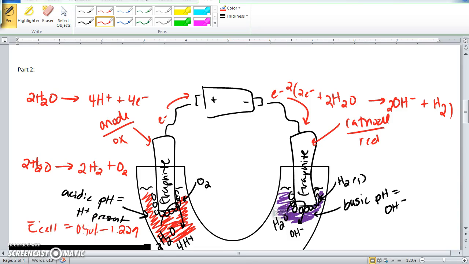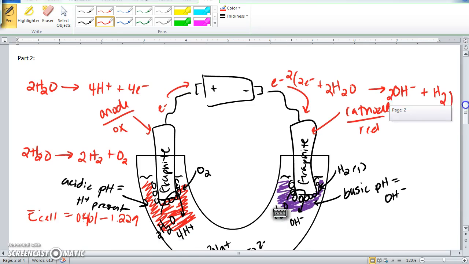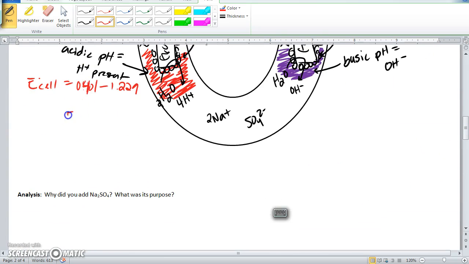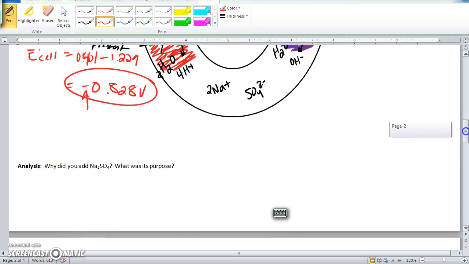So when I do this in my calculator, I'm going to do my 0.401 minus 1.229, and again, we will get a negative number. In this case, we're going to get negative 0.828. So again, it's negative because this is not a spontaneous thing. This is a non-spontaneous reaction.